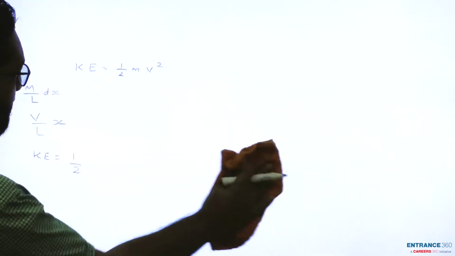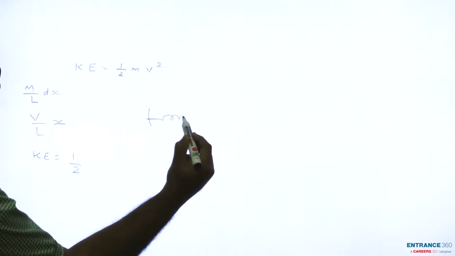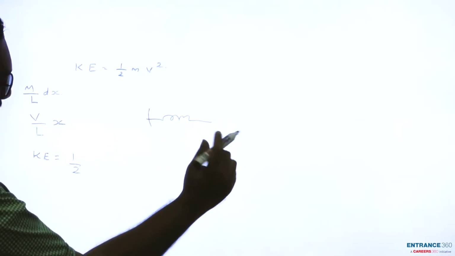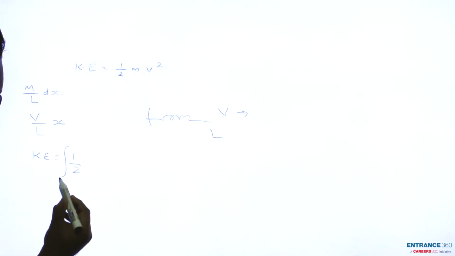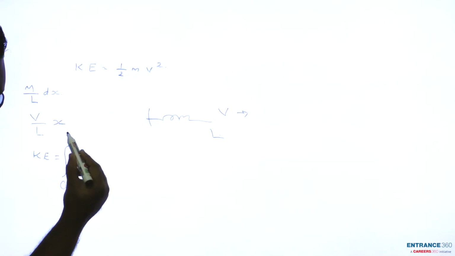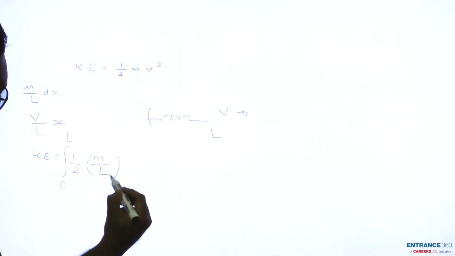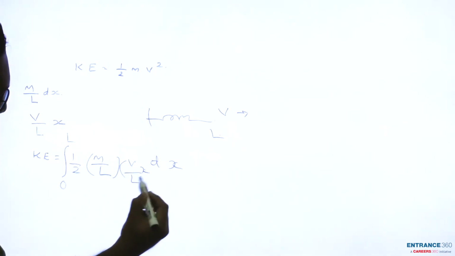Now, kinetic energy equals half mv square. This is the spring. It is stretched to a length L with a velocity v. So, we can calculate the total kinetic energy by integrating from 0 to L. Here m is M by L into dx, and v square, where v is v by L into x, whole square.